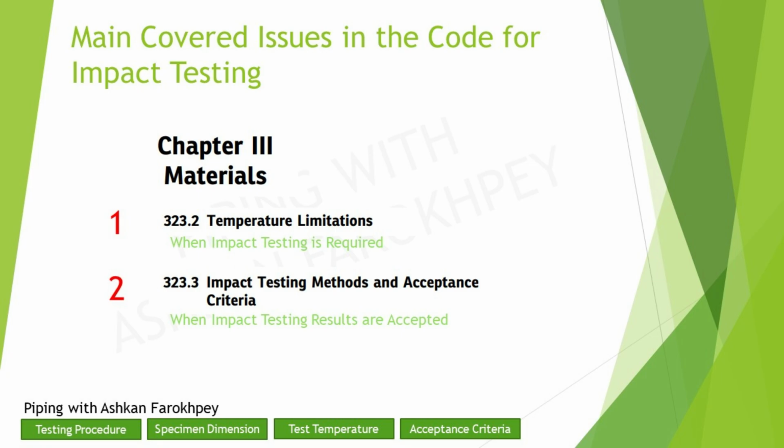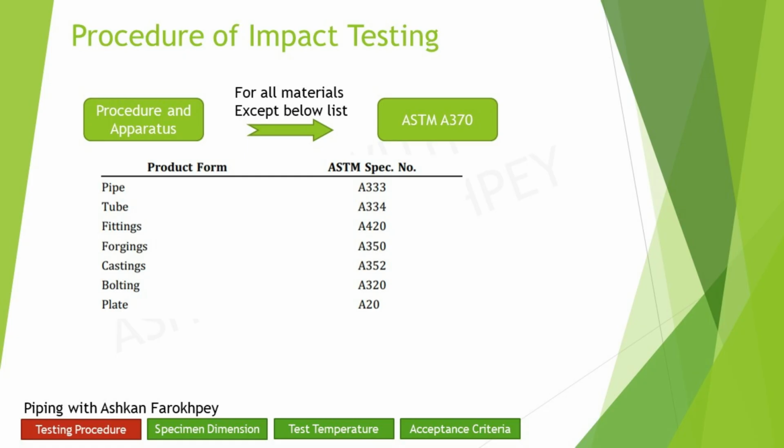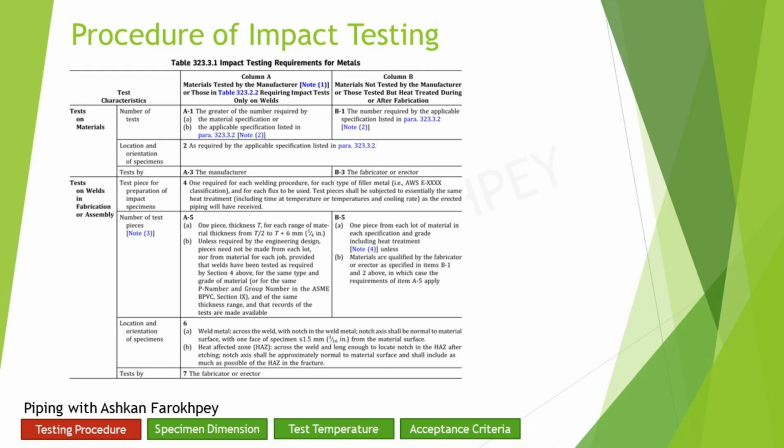Thank you guys. Okay, first, let's talk about the method of impact testing. One important note is that the basic standard for impact testing is ASME B31.3. If your material is one of the materials listed in this table, that referred material specification requirements shall also be met as well. To find the procedure of impact testing, we need to understand this table.